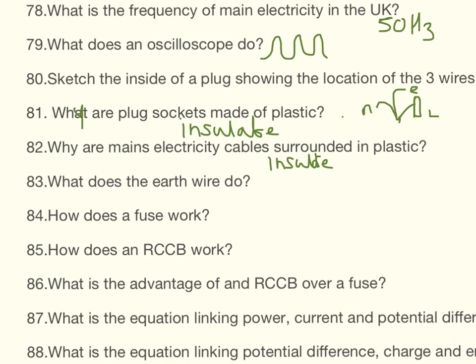What does the earth wire do? It takes any excess current and sends it to the earth, so it is a safety feature. So the fuse is just a very thin bit of wire, and if too much current goes through it, then it will snap or it will blow. So it stops the current, it stops the flow.